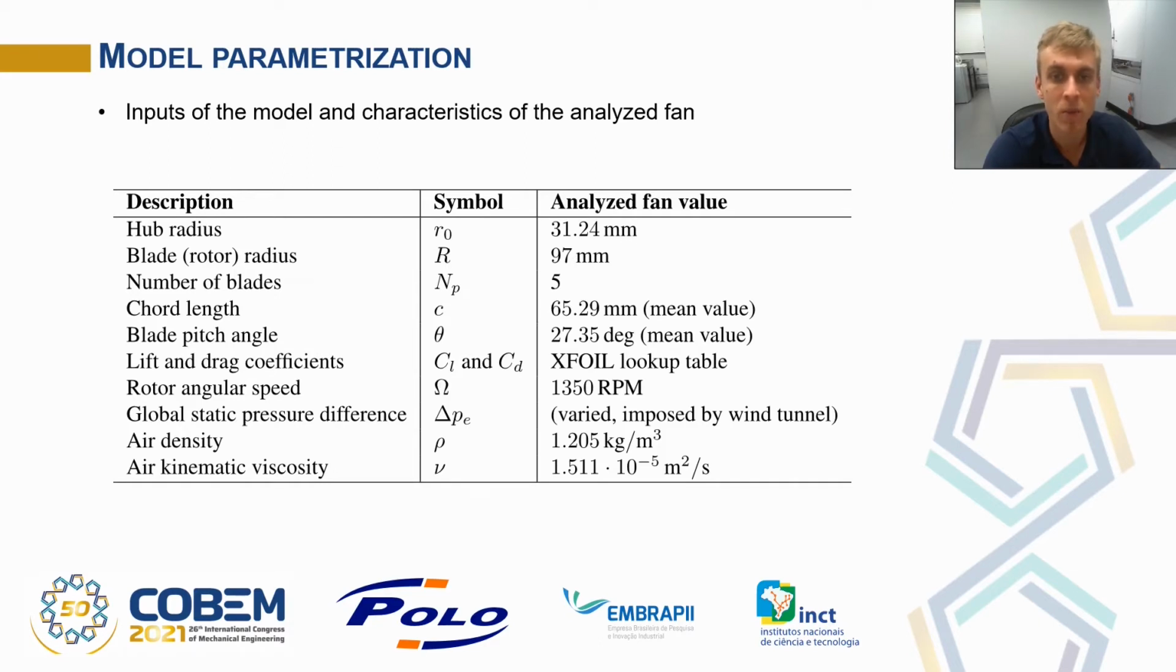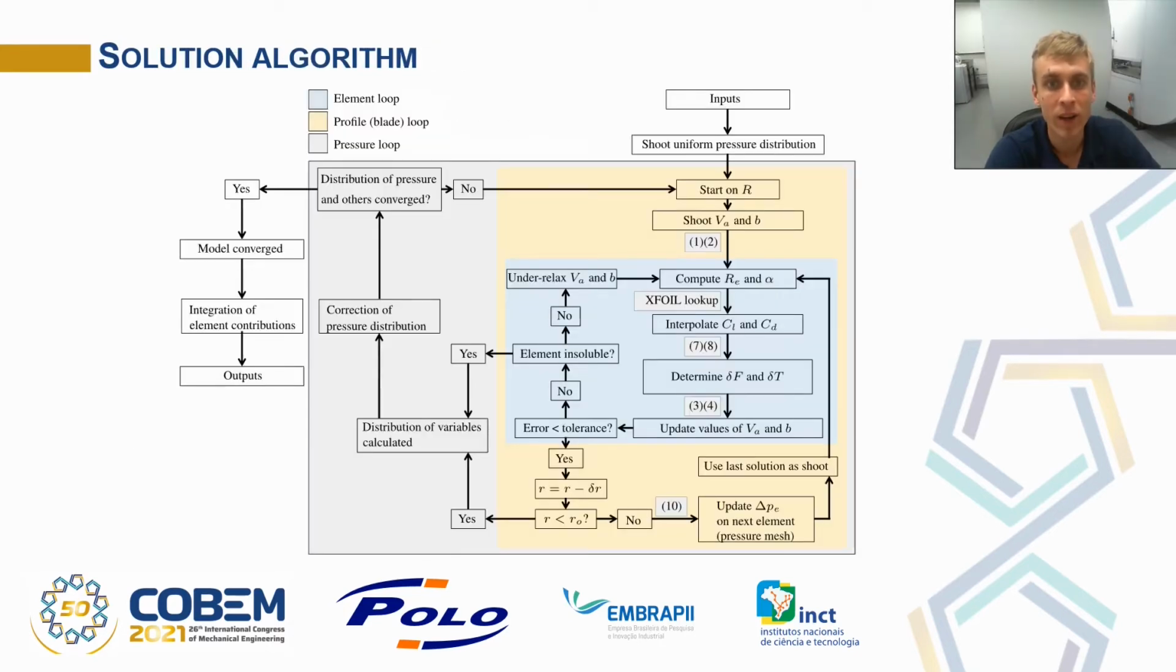The non-geometric parameters are the rotor angular speed, the air density and the air kinematic viscosity, which are both dependent on the air temperature, and the global static pressure difference, which is varied so that the fan characteristic curve can be generated. The nonlinear system resulting from the equations already shown is solved by a method of substitution with under-relaxation.